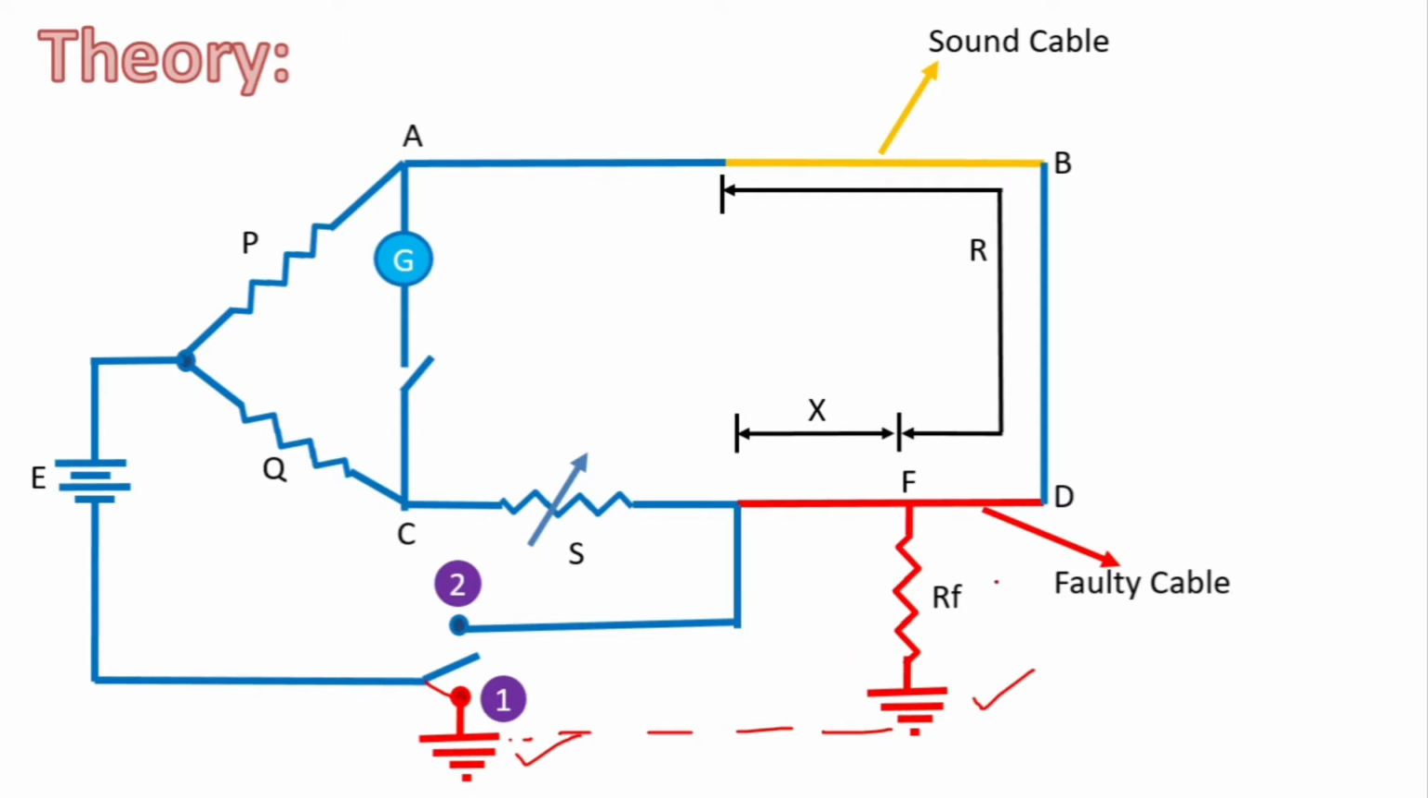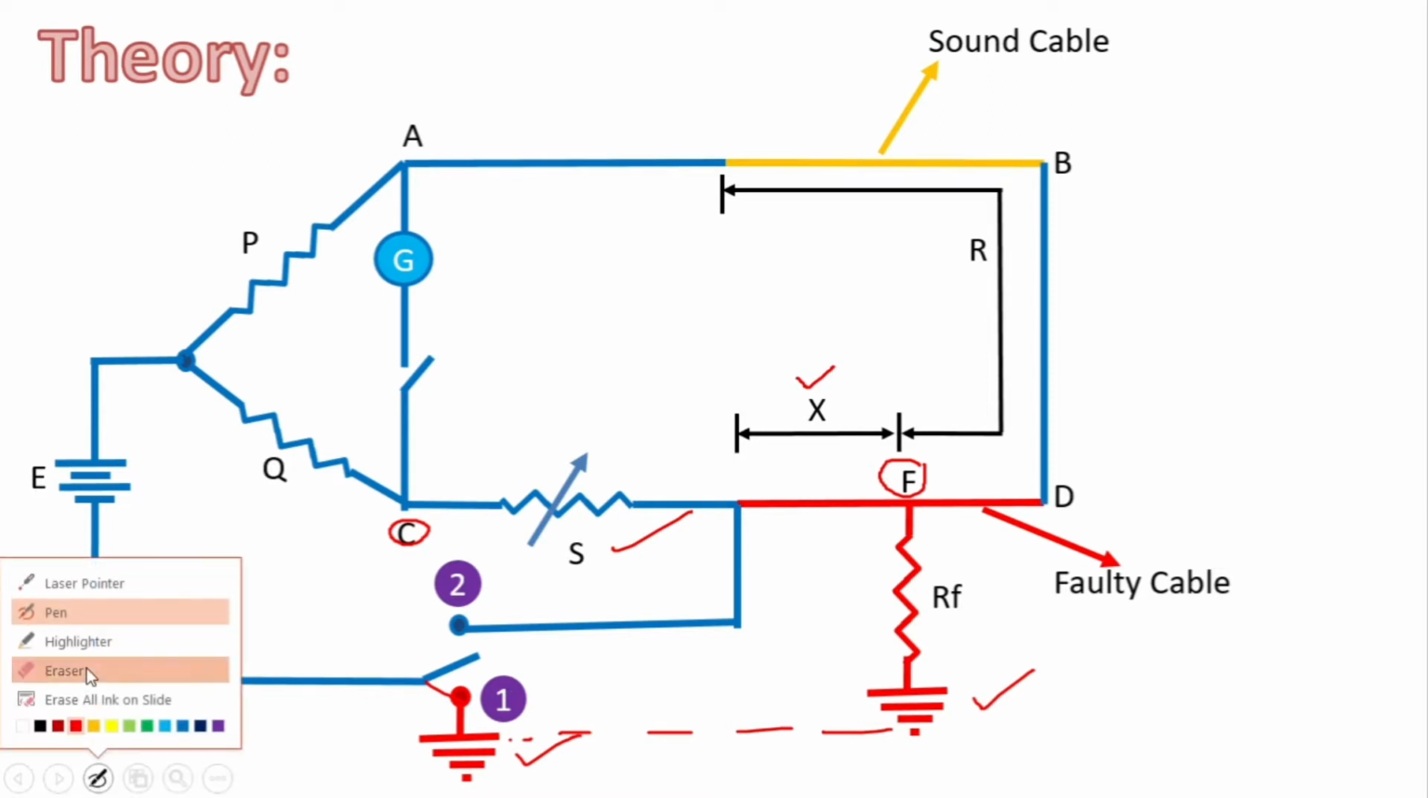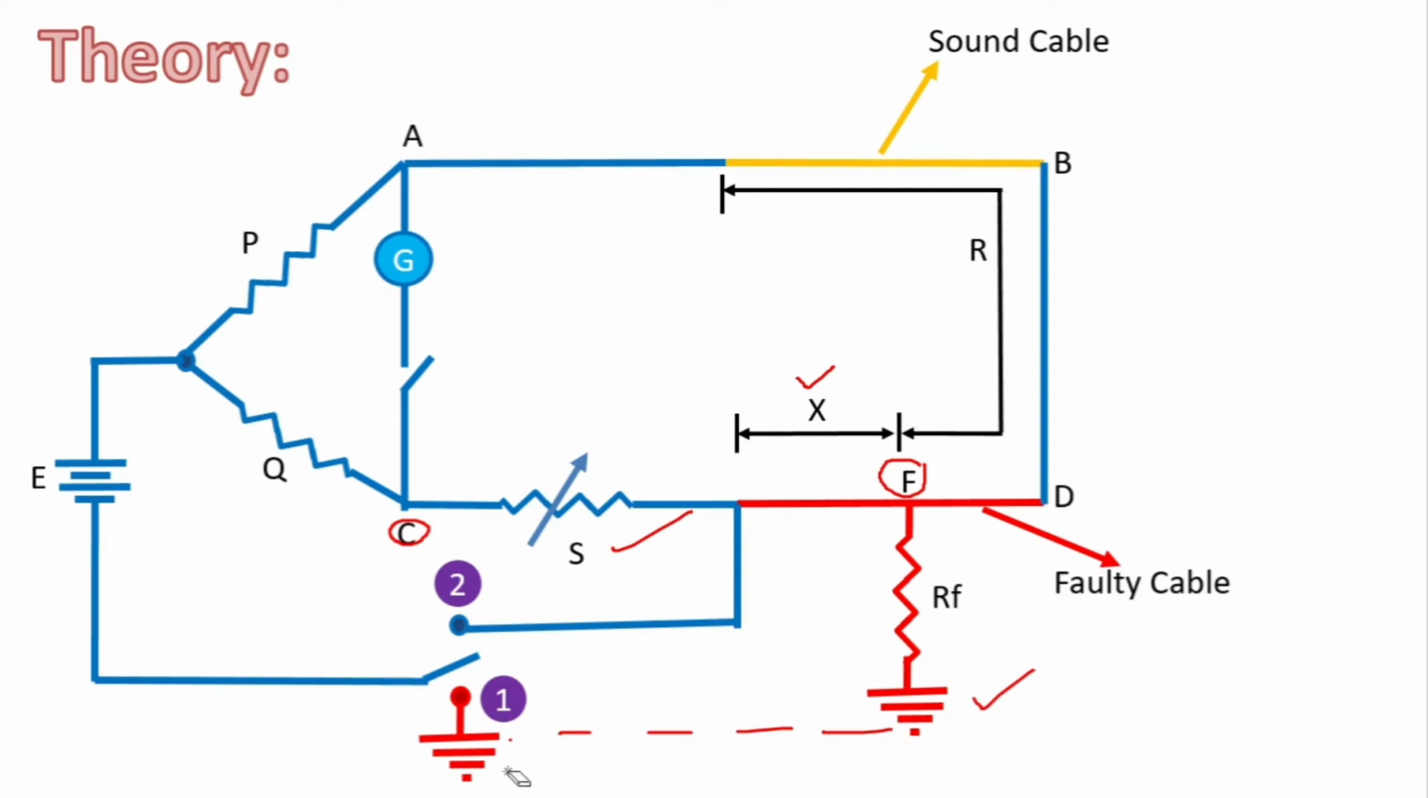So what will be the resistance that is connected? From here to here, how much resistance do you have? You have this position C and this position F. What is the resistance between these two? S and X. So S and X come together in position number 1. Now let us consider the other one. For position number 1, what was the resistance under observation? It was S plus X.